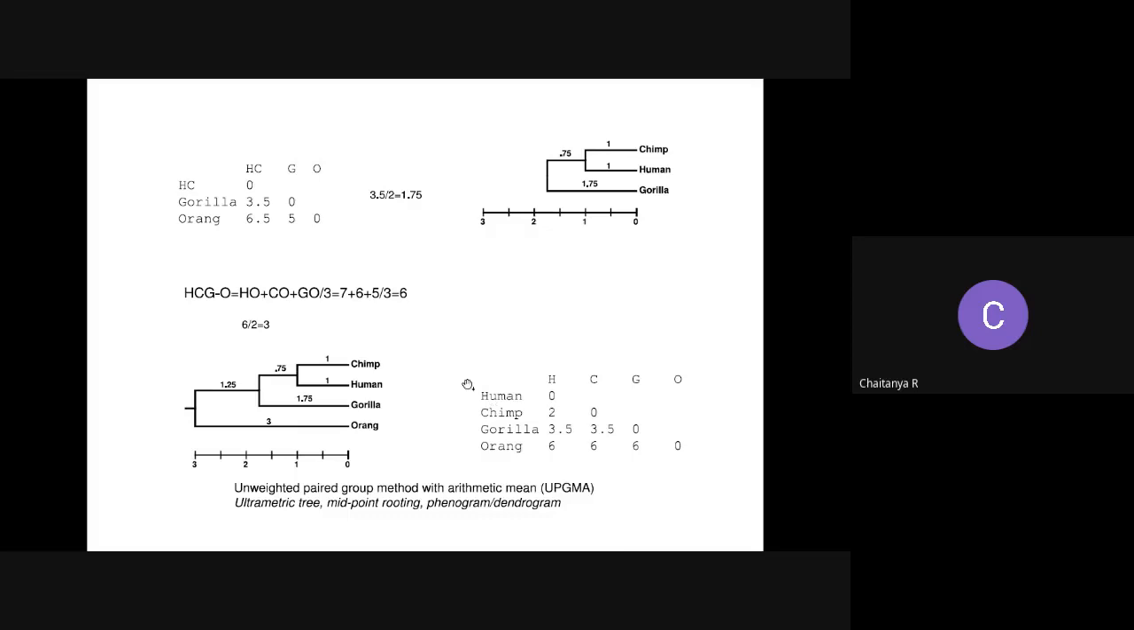The reason this method is called UPGMA is because we pick taxa in pairs. That's where the paired group method comes from. And the distance between the taxa that we pick, for example, human and chimp, is 2, and we just divide that by 2 to arrive at branch lengths here. So basically what we're doing is we're picking the mean branch length and assigning it to each branch that goes on each lineage. That's where the arithmetic mean component of UPGMA comes into play. I'll move on to the next slide.